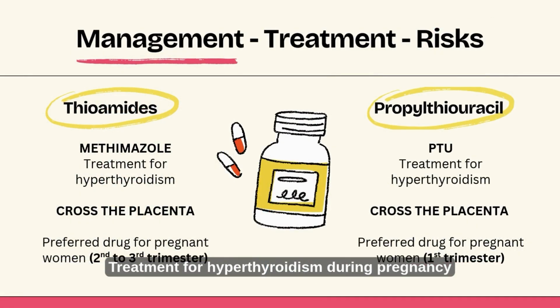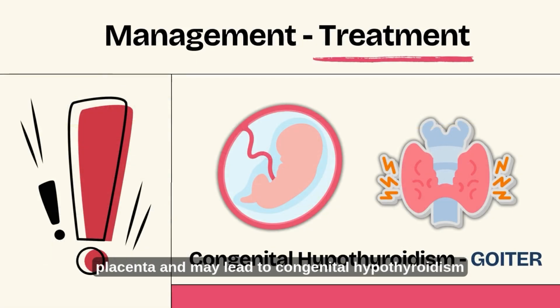Treatment for hyperthyroidism during pregnancy involves the use of thioamides such as methimazole, Tapazole, and propylthiouracil, PTU, which work by reducing thyroid activity. Current clinical guidelines recommend PTU during the first trimester due to its lower risk of teratogenic effects compared to methimazole. However, after the first trimester, methimazole becomes the preferred drug because PTU carries a risk of maternal liver toxicity with prolonged use. These medications, however, cross the placenta and may lead to congenital hypothyroidism in the fetus, potentially resulting in an enlarged thyroid gland or goiter.